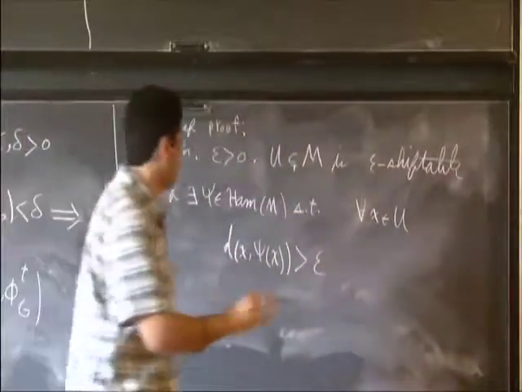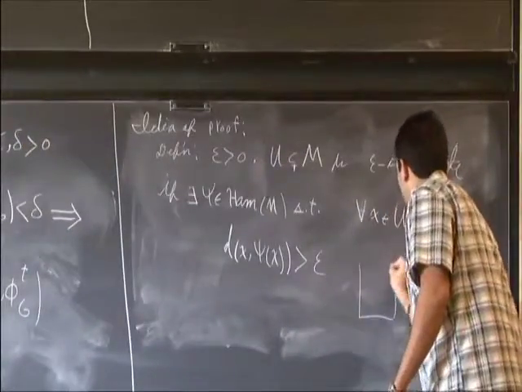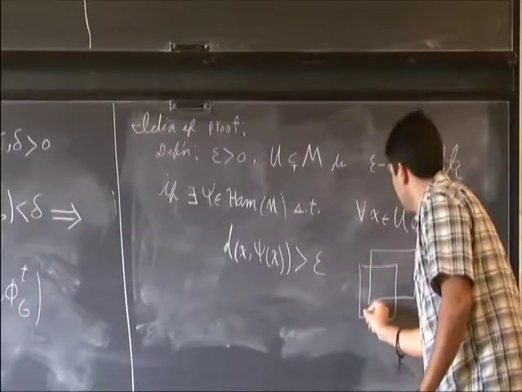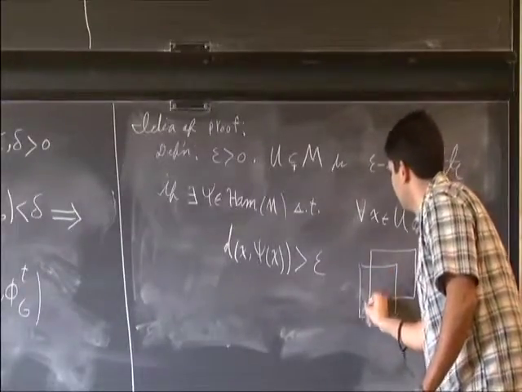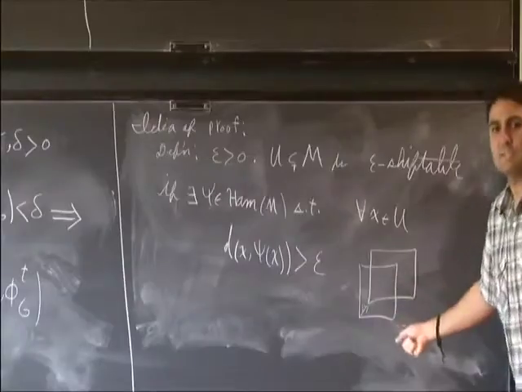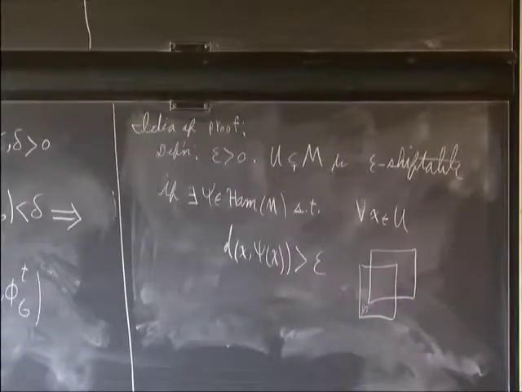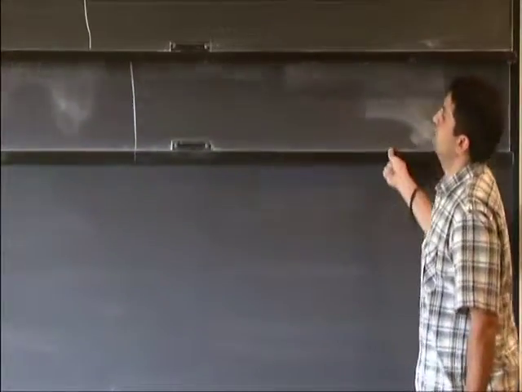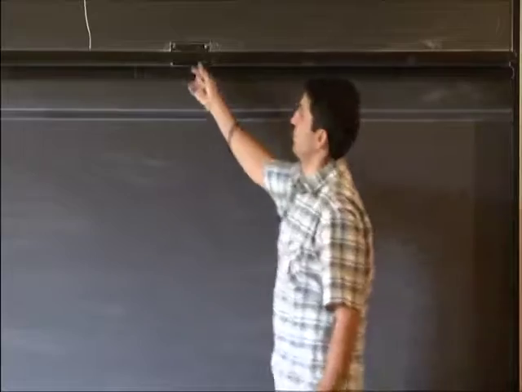So what this means is that, if this is your set U, then what psi does is take U and shift it here by a distance of epsilon. And so this is what I call epsilon shiftability. So every displaceable set is, for example, epsilon shiftable for some sufficiently small epsilon. Turns out almost all sets are epsilon shiftable.